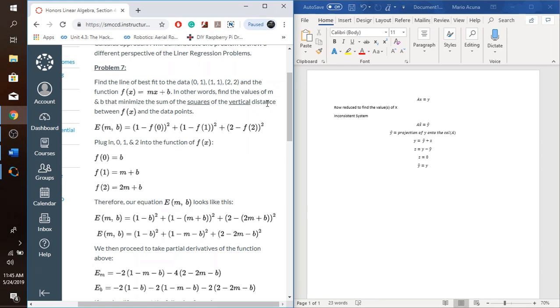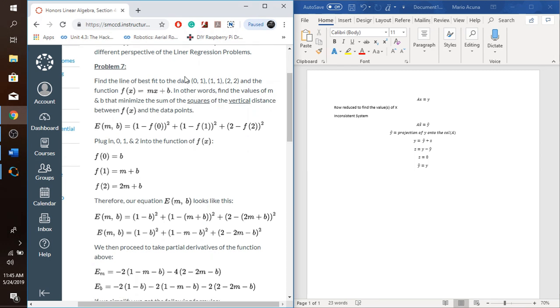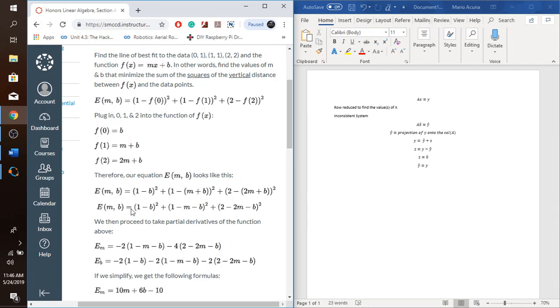So what you do here is that you get your y value, and you plug your x value into f of x, and you follow like that with all the points you have. So for example, f of 0 is b, f of 1 is m plus b, and f of 2 is 2m plus b. And then once you get here, you simplify and you get this formula: (1 minus b) squared plus (1 minus m minus b) squared plus (2 minus 2m minus b) squared.